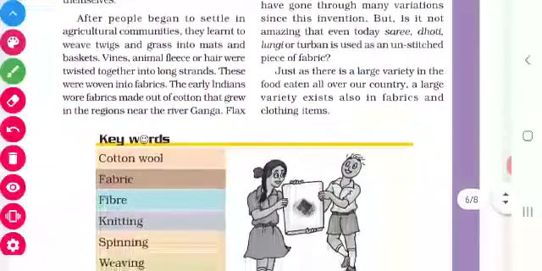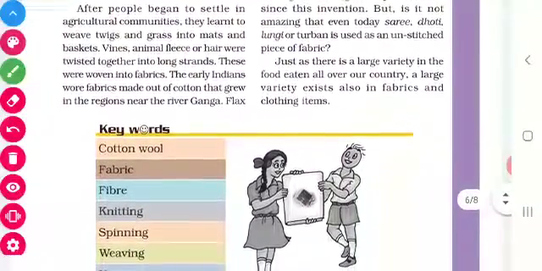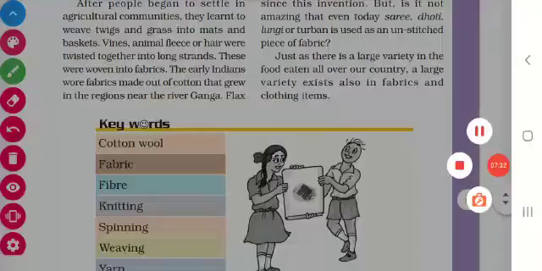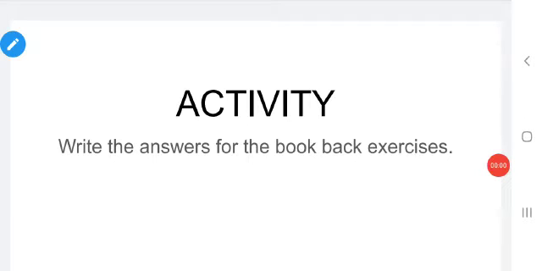Children, have you understood today's class? I will give the activity. Dear children, your activity for this class is to write the answers for the book back exercises in chapter 3. Do this activity and submit it to your class teacher.